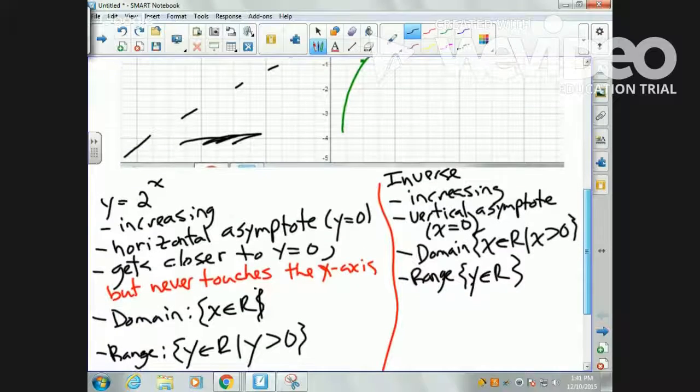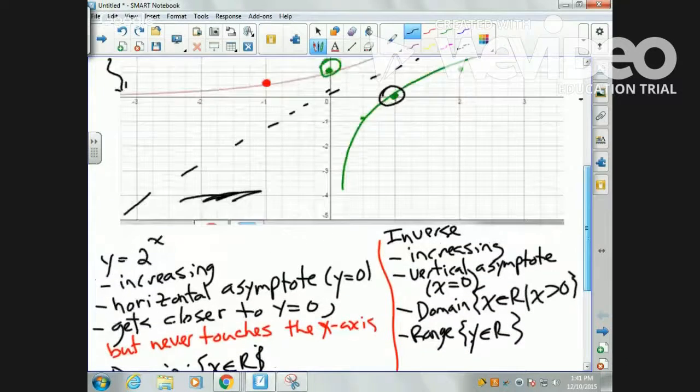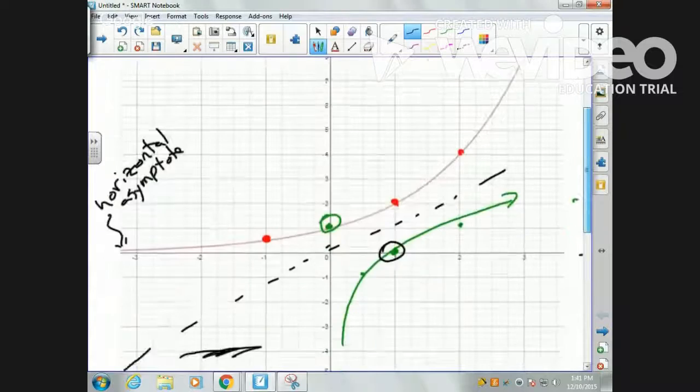So we've got the range here. y is an element of the reals. Anything else?